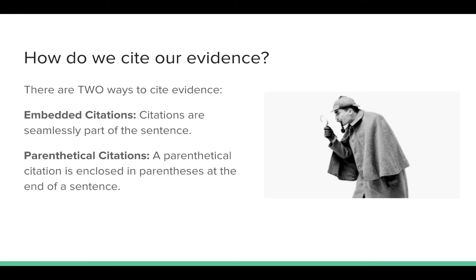All right. So how do we cite our evidence? There are two ways to cite evidence. We've got our embedded citations. Citations are seamlessly part of the sentence. I know it sounds like those citations are tired, they're in bed, but you can kind of think about it like that. It's just a citation that is inside the sentence. It's inside the covers of the sentence.